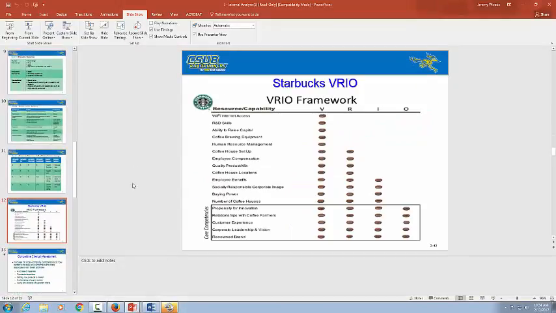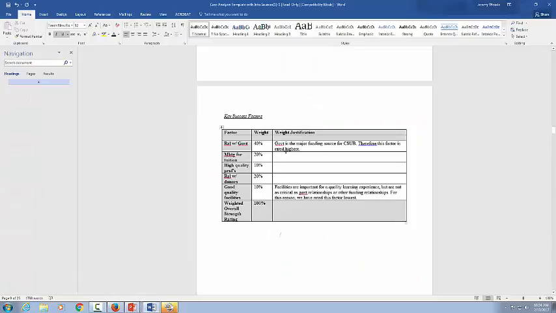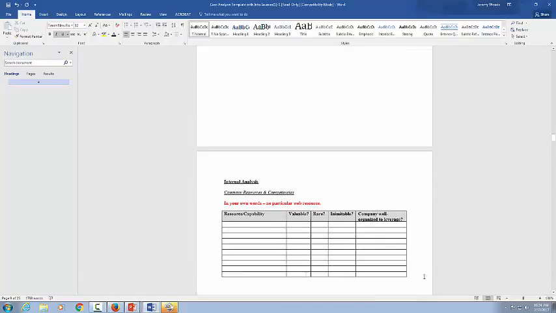If I escape out of here for a second and go back to the case analysis document, you'll notice here company resources and competencies. This is going to be in your own words. I want you to think about internal resources, human resources, or physical plant resources, or innovation resources, whatever you think are distinctive competencies of the company. I want you to list them here.